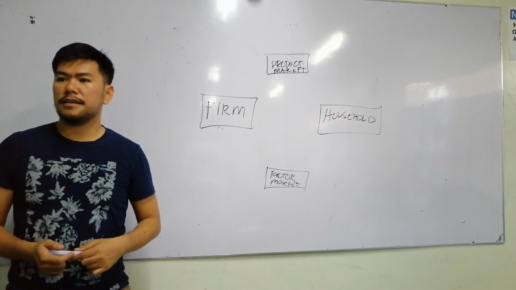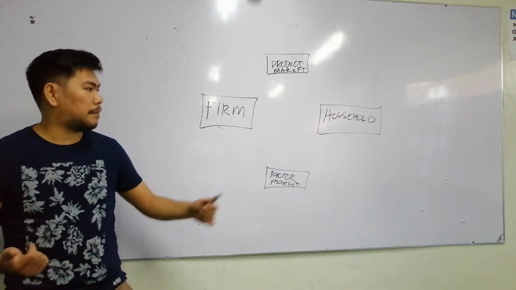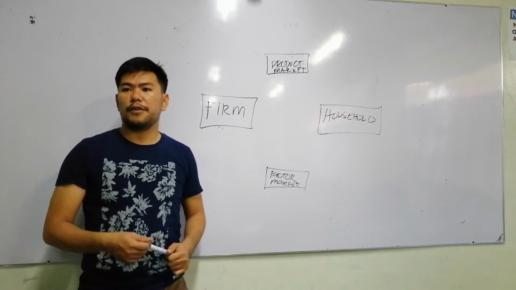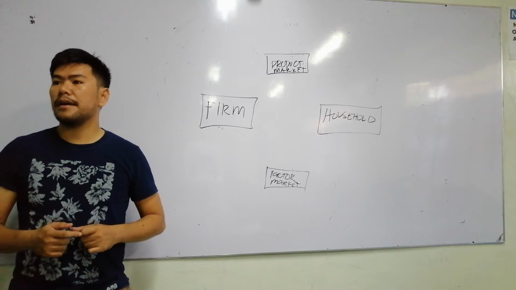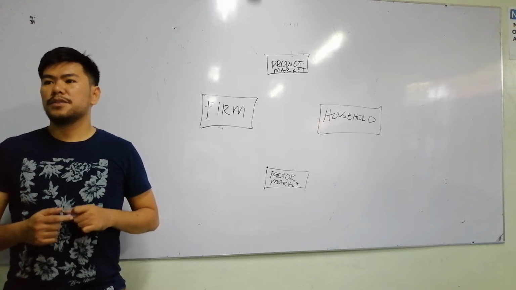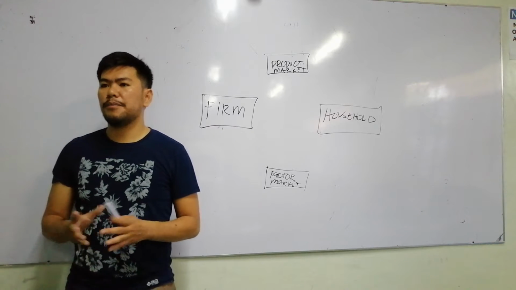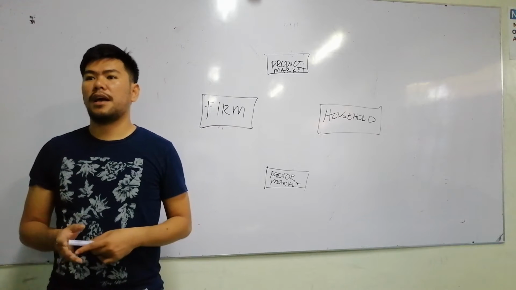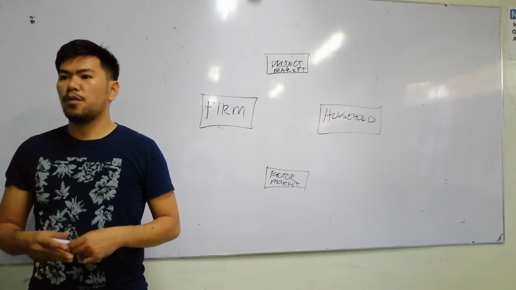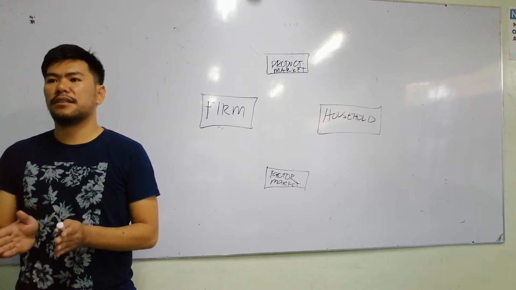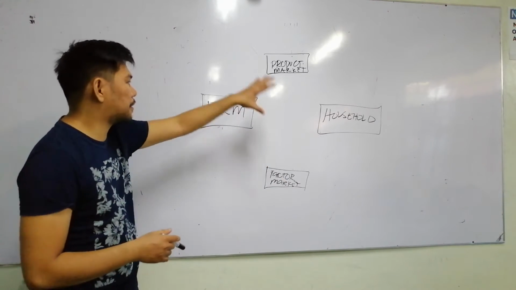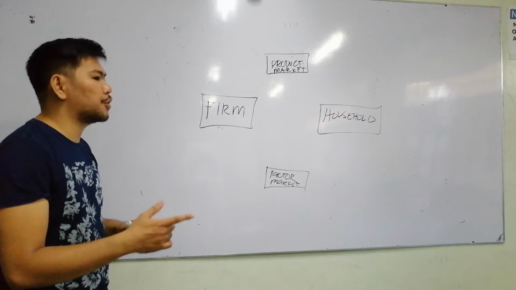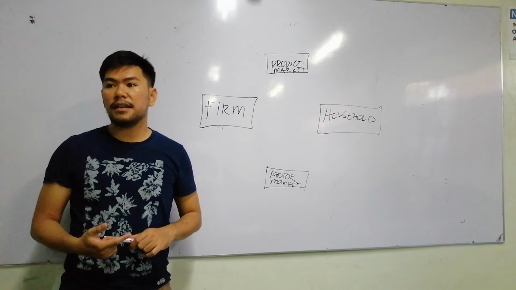If you're going to discuss demand, we're talking about the household side. If you're talking about supply, we're talking about the side of the seller or the producer or the firm. To explain phenomena in economics, we use certain models. One of the models used is the circular flow diagram. So this is the circular flow diagram. Later on you will know why it is called circular.